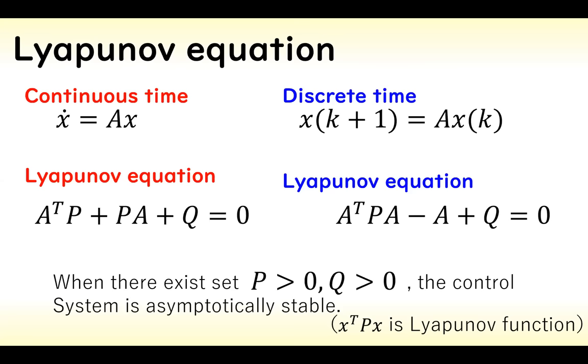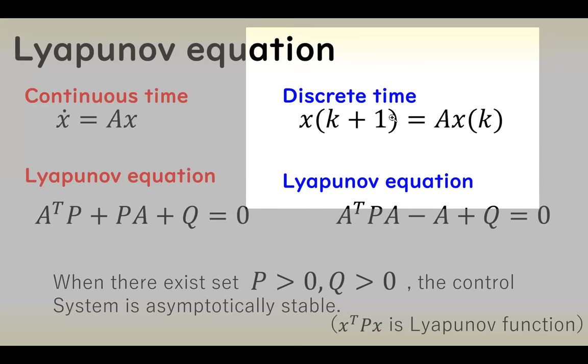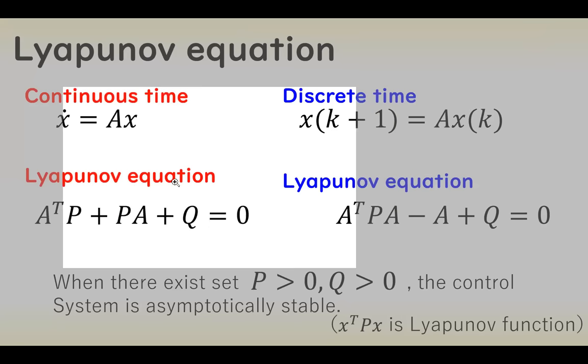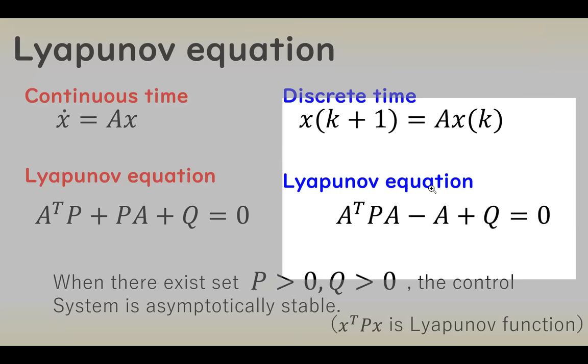These equations are standard dynamical systems. This shows the continuous time autonomous system, and this shows the discrete time system. We check the stability of the control system using Lyapunov equations. In the case of the continuous time system, the Lyapunov equation is given like this. And in the case of the discrete time system, the Lyapunov equation is given like this.